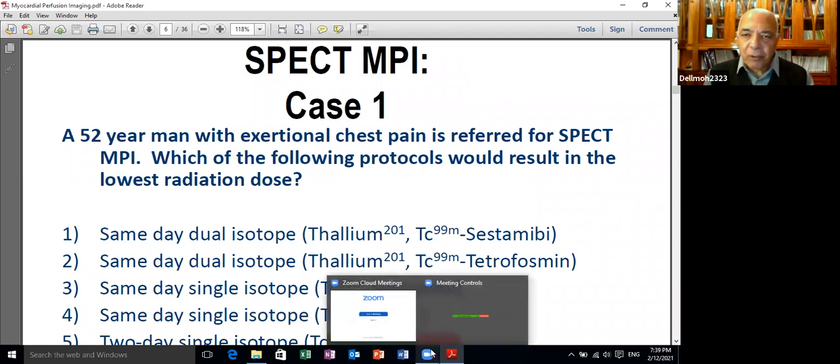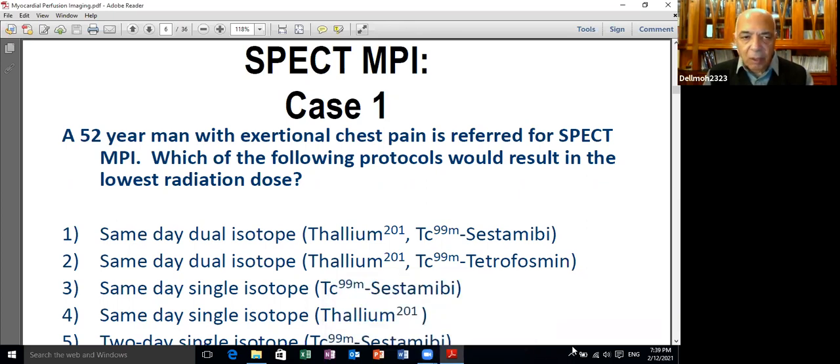Which of the following protocols would result in the lowest radiation dose? This is radiation to the patient, so it's very important to expose the patient to the least amount of radiation, so long as you are going to get a meaningful picture and a meaningful explanation for what we see. So we have here several choices.